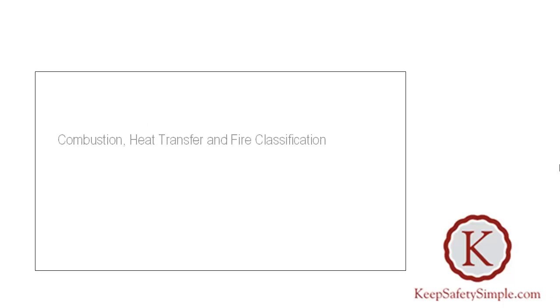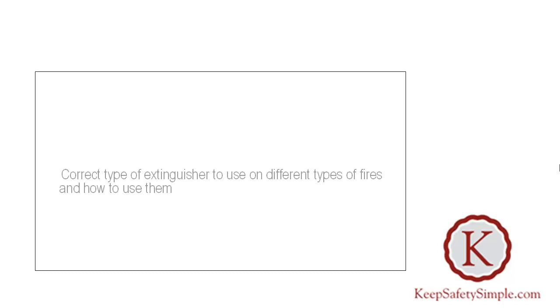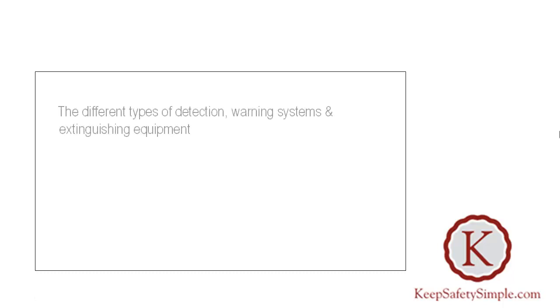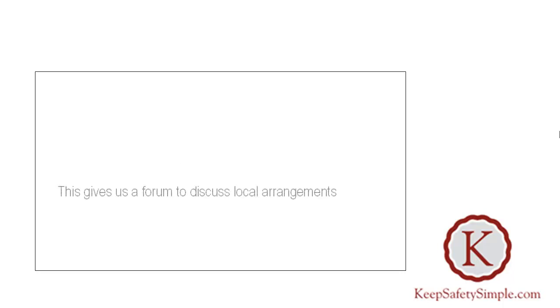Key learning points. Your people will gain an understanding of the chemistry of fire, combustion, heat transfer, and fire classification, the main causes of workplace fires, the correct type of extinguisher to use on different types of fires and how to use them, the different types of detection, warning systems, and extinguishing equipment, the fire risk assessment process and the various tools provided, the roles and duties of a fire marshal. This gives us a forum to discuss local arrangements.